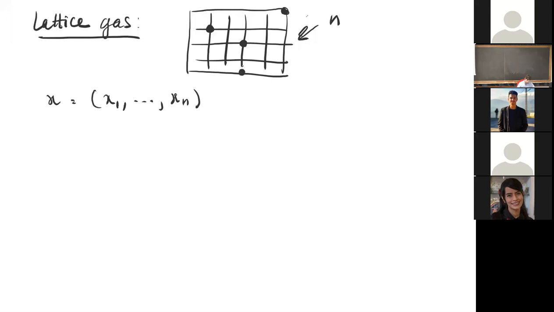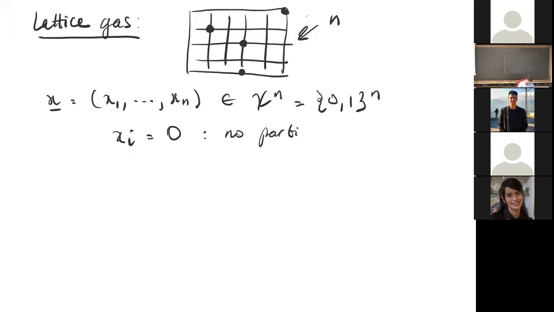And so this configuration describes these locations, and it will belong to the space of configurations, in this case 0, 1 to the n. And 0 simply means that at this location, if xi is equal to 0, there is no particle at this position. While if it is equal to 1, there is a particle. Okay?